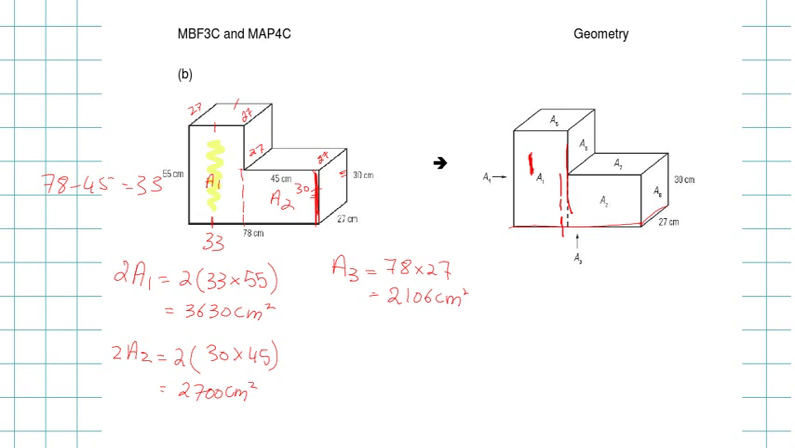Now we're moving to A4. So A4, they're pointing at this side here, at the left side. How many sides are similar to the A4? Why?